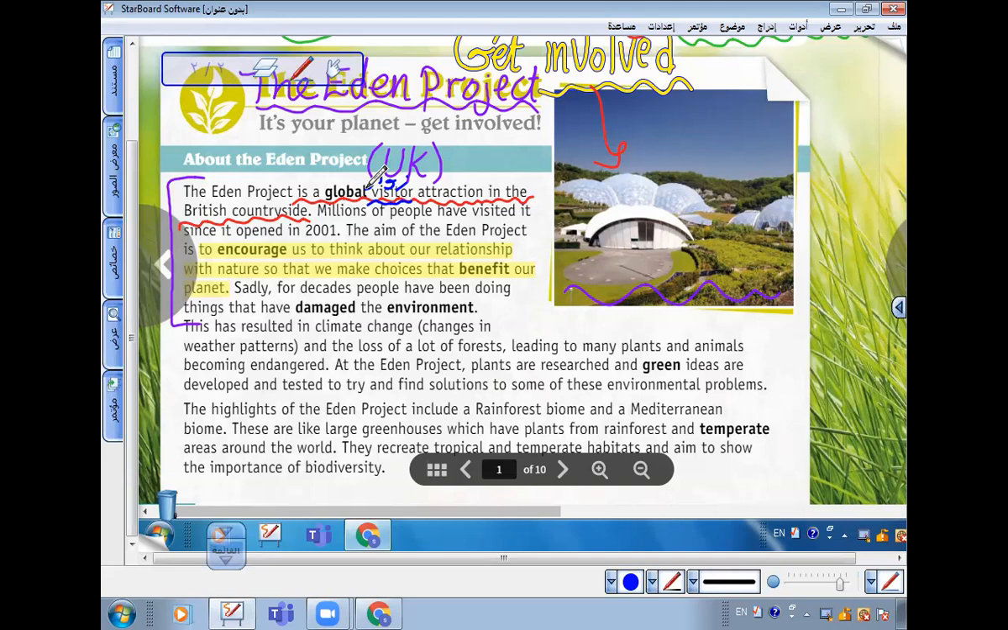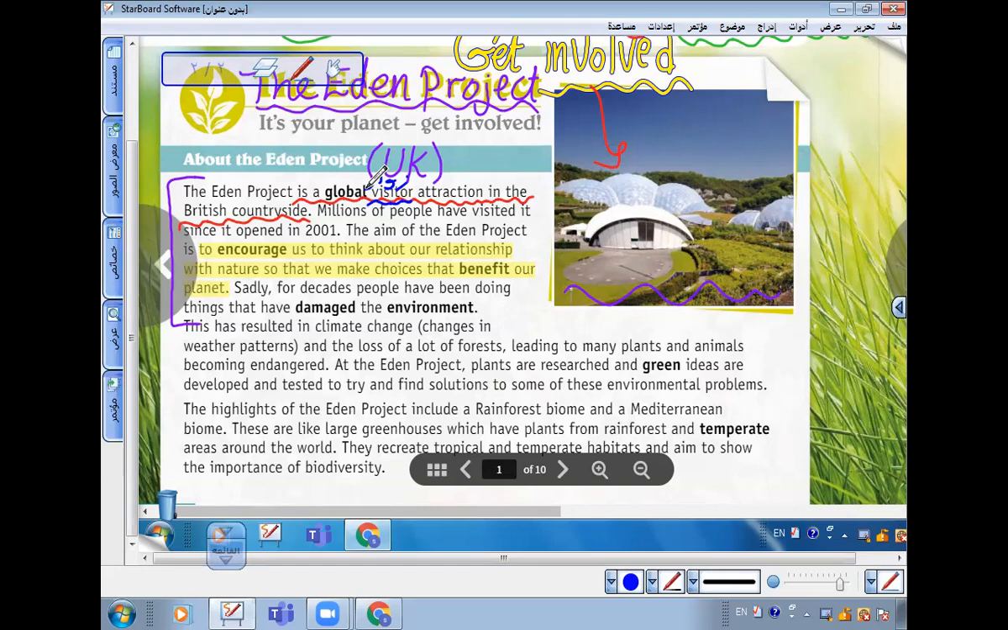For example, if you decide to visit the United Kingdom, إذا أنت حابب تزور United Kingdom and you decide to visit the British countryside, you need 2 days by using the train to go from the city to the city, from the city to the countryside. You need 2 days.